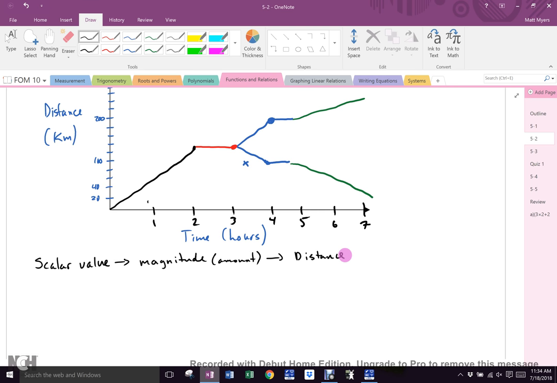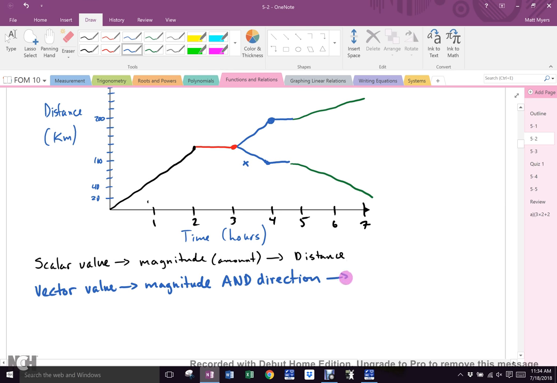My example right here. You all saw me take 10 steps, but where did I end up? Right where I started. So if somebody had walked by the hallway before I took those steps, I walked by on the way back, would they think I had done anything? No. All right? And that's what we're talking about here. Those are scalar values. The other way we measure is vector values. And vectors also have a magnitude, but they also have a direction. This is what we call displacement.